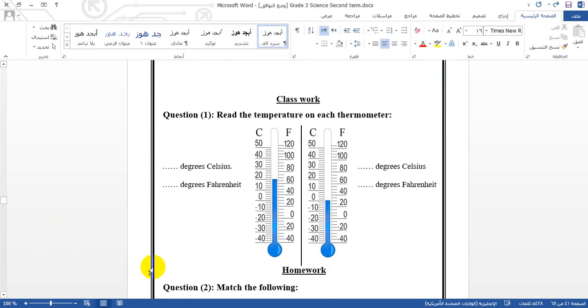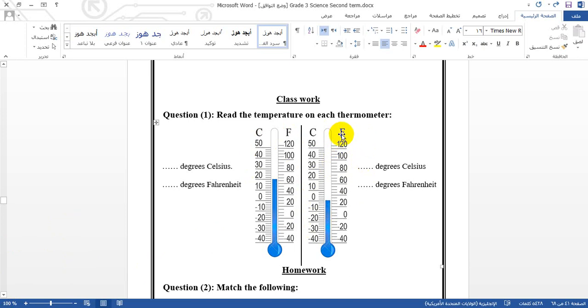So, question number 1 here. They are teaching you how to use the thermometer to measure the temperature of the weather, in the Fahrenheit scale or in the Celsius scale. So Fahrenheit, this letter F means what, guys? It's the shortcut of what exactly, guys?